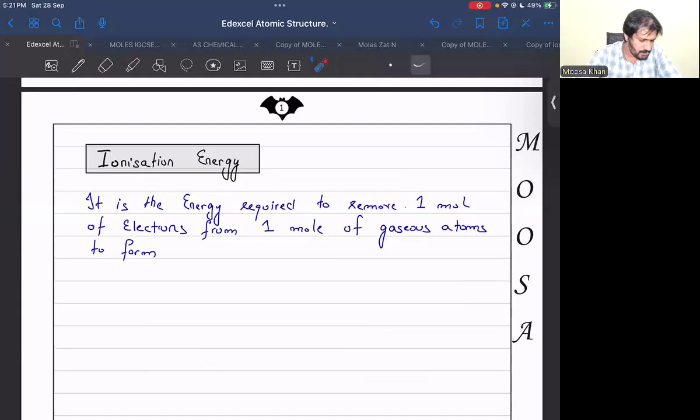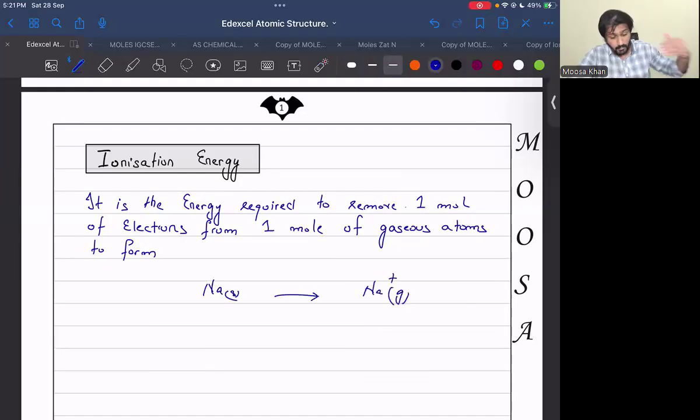Otherwise, if I just give you sodium solid and you start heating it, it will ultimately convert into sodium plus one gaseous ion. But what stages have happened from here to here? There are a lot of stages involved. So we cannot just study all these stages combined. We have to separate these stages. From sodium solid to liquid, that is melting, we have studied it separately. From liquid to gas, it is boiling, we have studied it separately. From gas to gaseous ion, we are going to study it now.